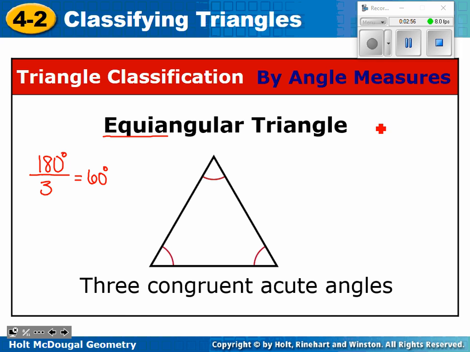So as soon as your picture shows you that it's equiangular, you should automatically know that that means each angle is going to be 60 degrees. Okay, super important. And I would write these things down to have it to look back at.